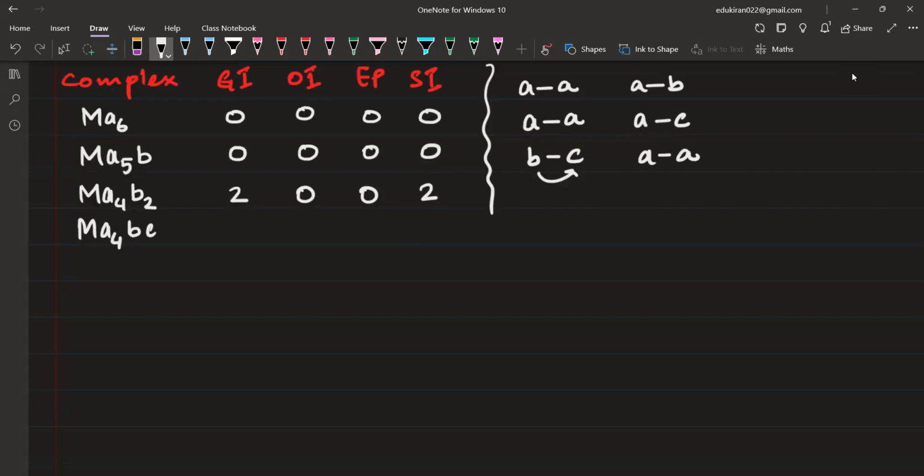That's it. So here B is opposite to A and C will also be opposite to A only, because there are only three ligands. Either C will be opposite to B or it will be opposite to A. So, you have sirf two cases. So, geometrical isomer will be two.